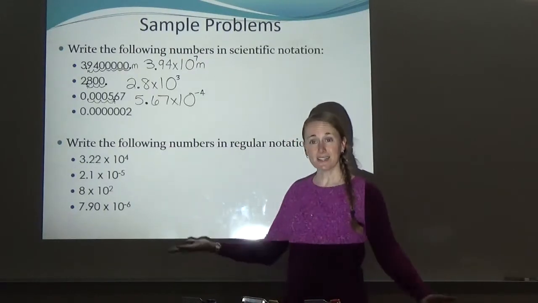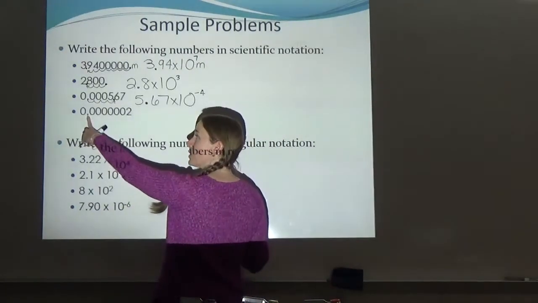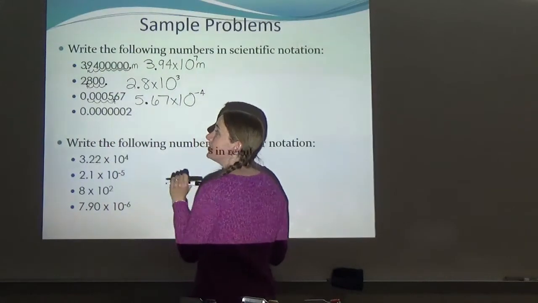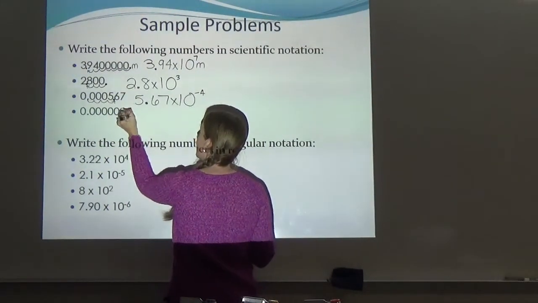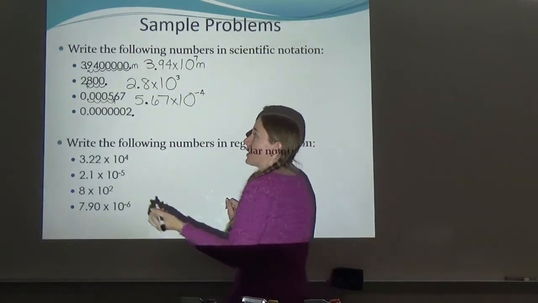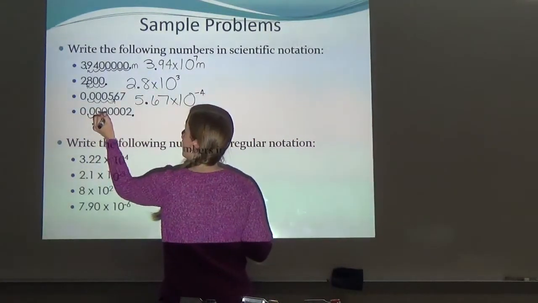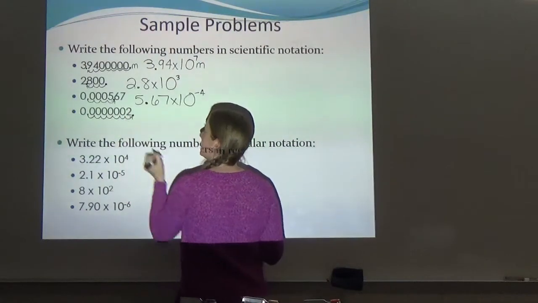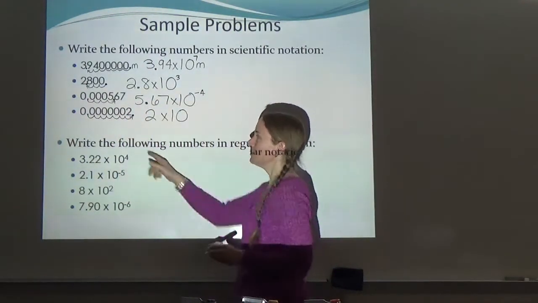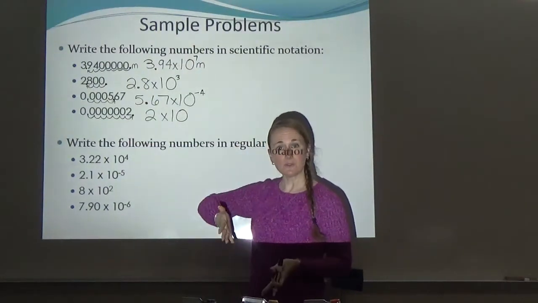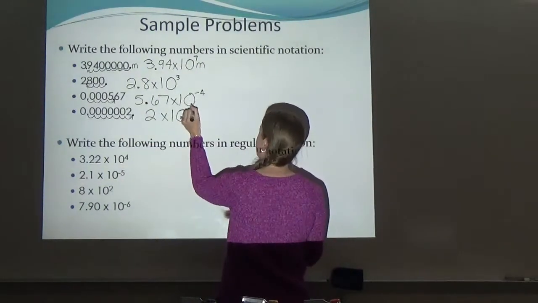All right, so let's look at our last one. So our decimal's currently right here. We want one non-zero digit in front or to the left of the decimal. So I want to put it at the very end. So I count over 1, 2, 3, 4, 5, 6, 7. So I would put 2 times 10. And again, because my original number is less than 1, I put to the negative 7.